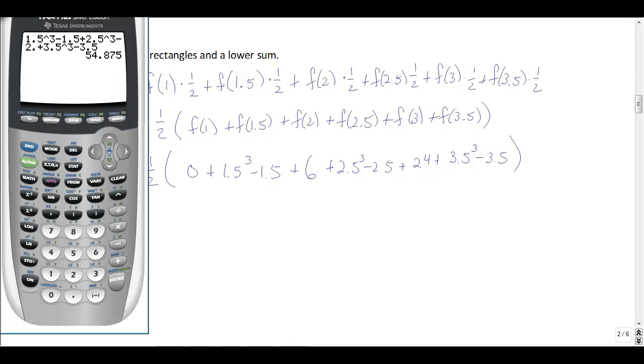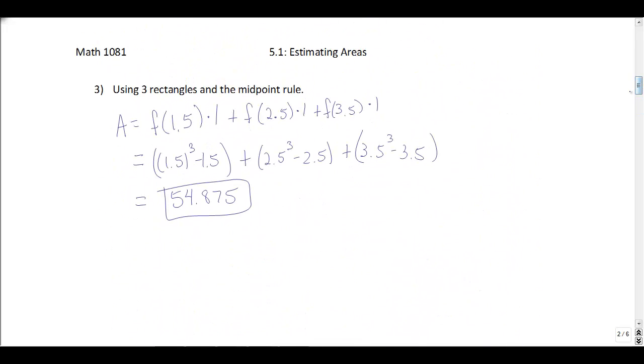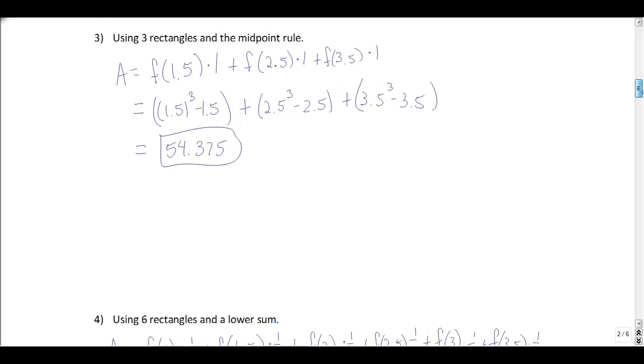So this is what we get. Let's see, so we've got the 1.5 cubed, the 2.5 cubed, oh, we made a mistake on the previous one here. I didn't get my 2.5, so let's go back up and correct that first. Down, insert, I didn't have a 2.5 there. So it should be 54.375. So let's go edit the answer above here. So this should be 54.375. Just a little typo there.